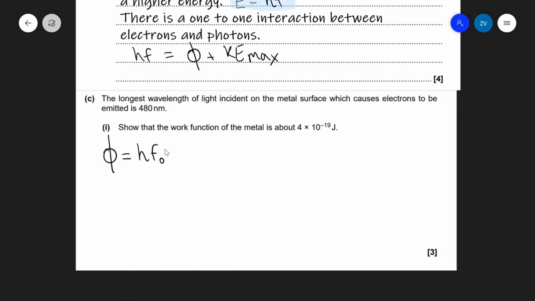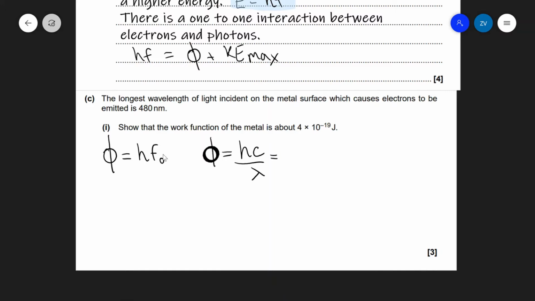Because frequency is equal to the speed of light divided by the wavelength, we could also rewrite the same equation in a more useful format for this particular question as phi, the work function, is equal to hc over lambda. So we know what h is, given in our formula booklet. We know what the speed of light is as well. We know what the wavelength is. We can directly solve for the work function.